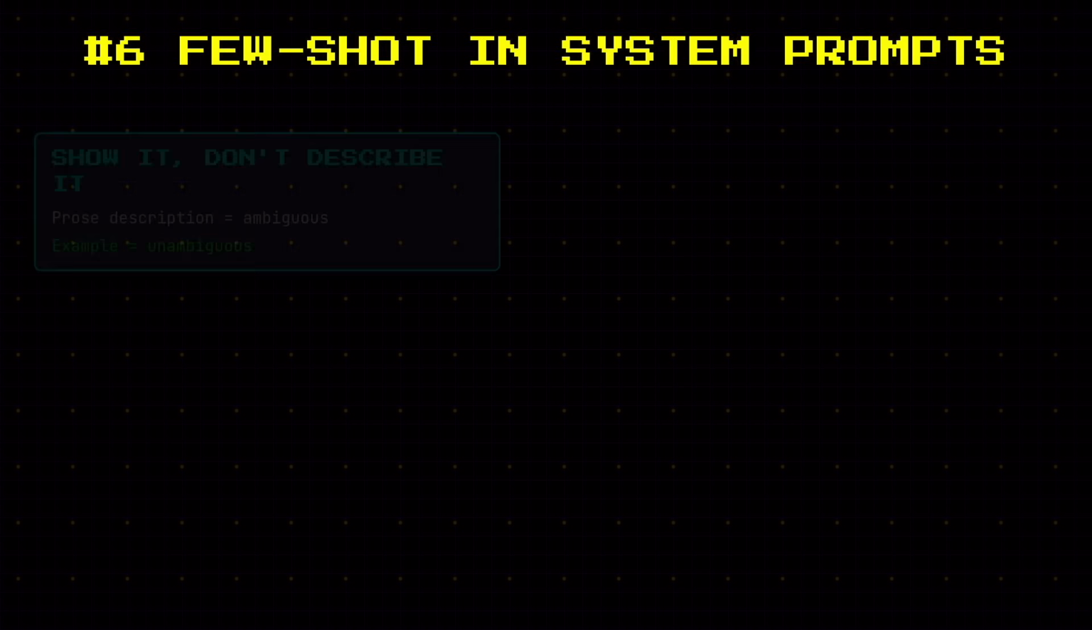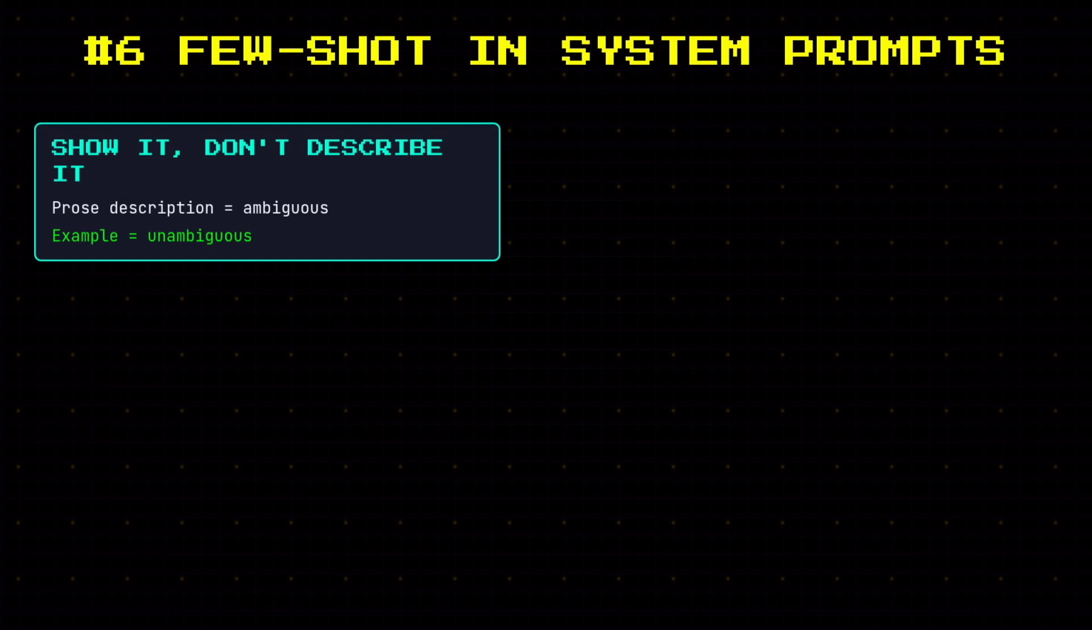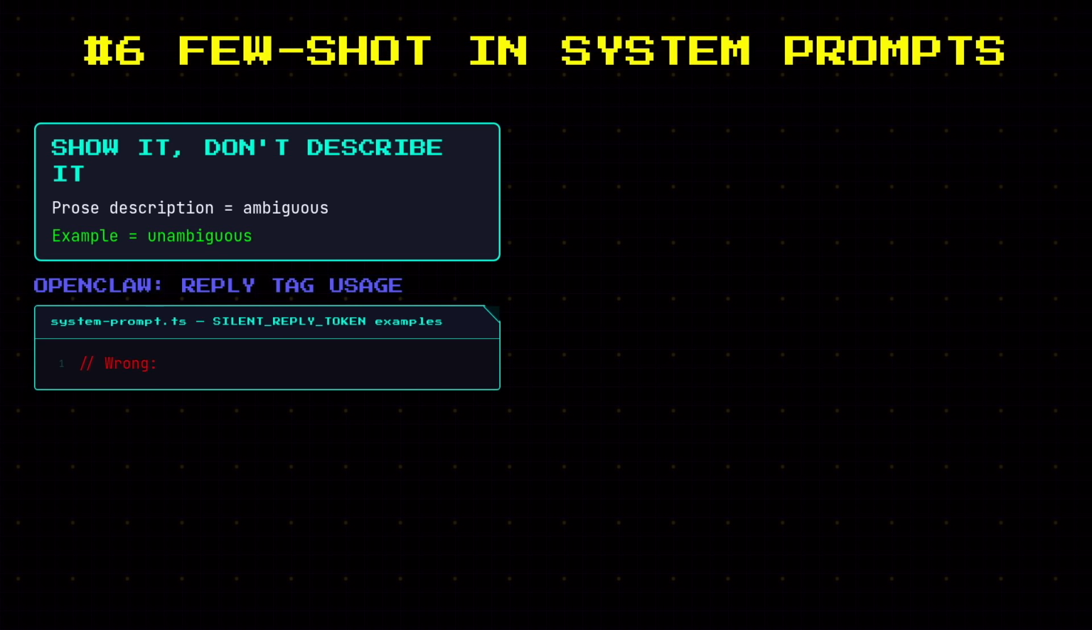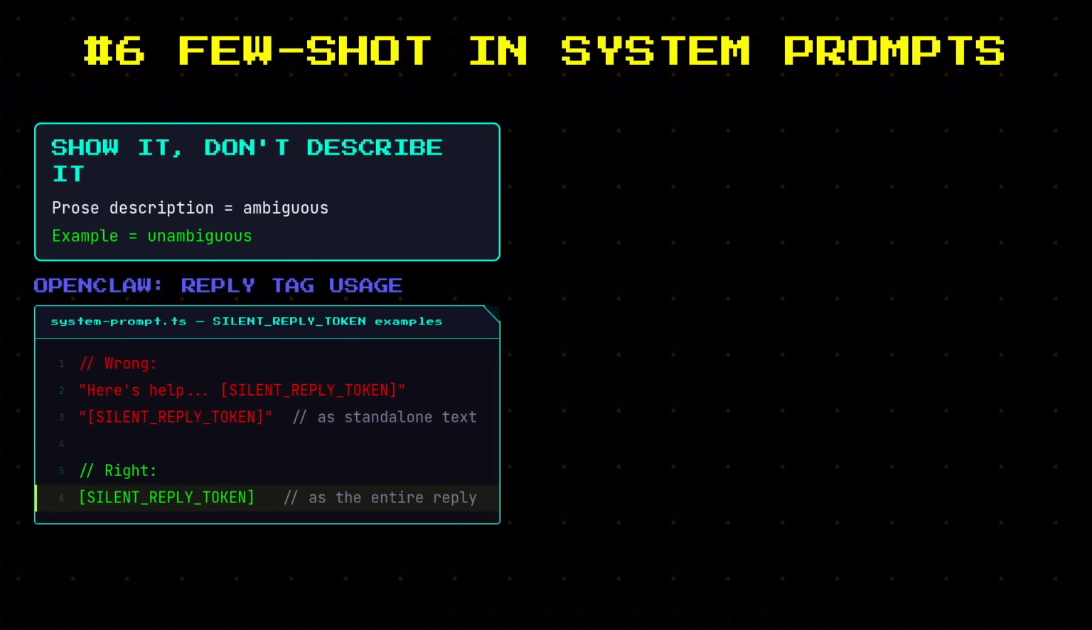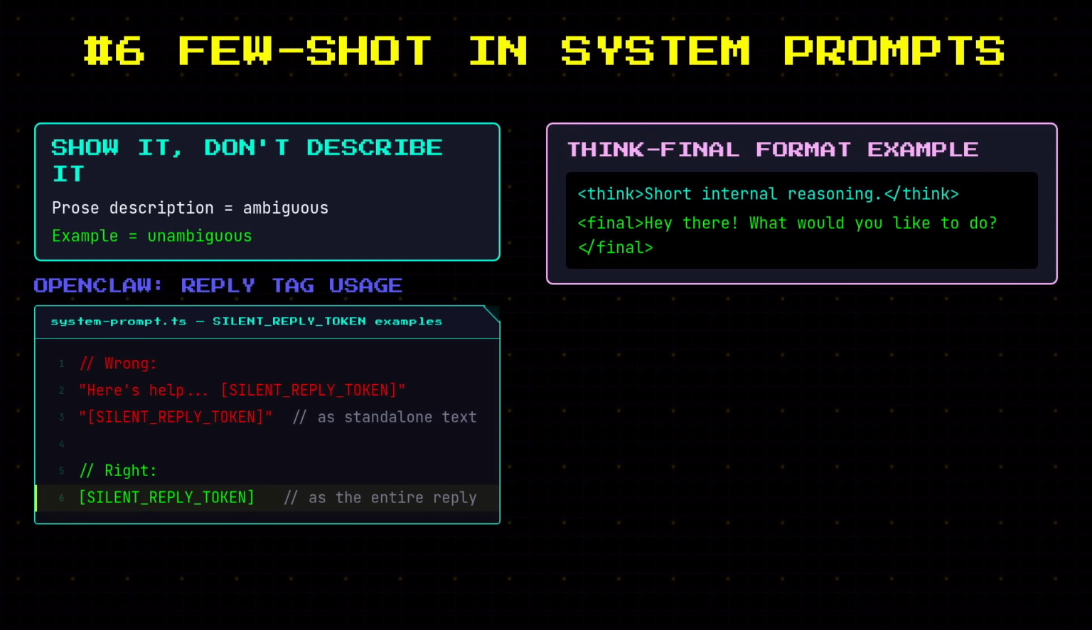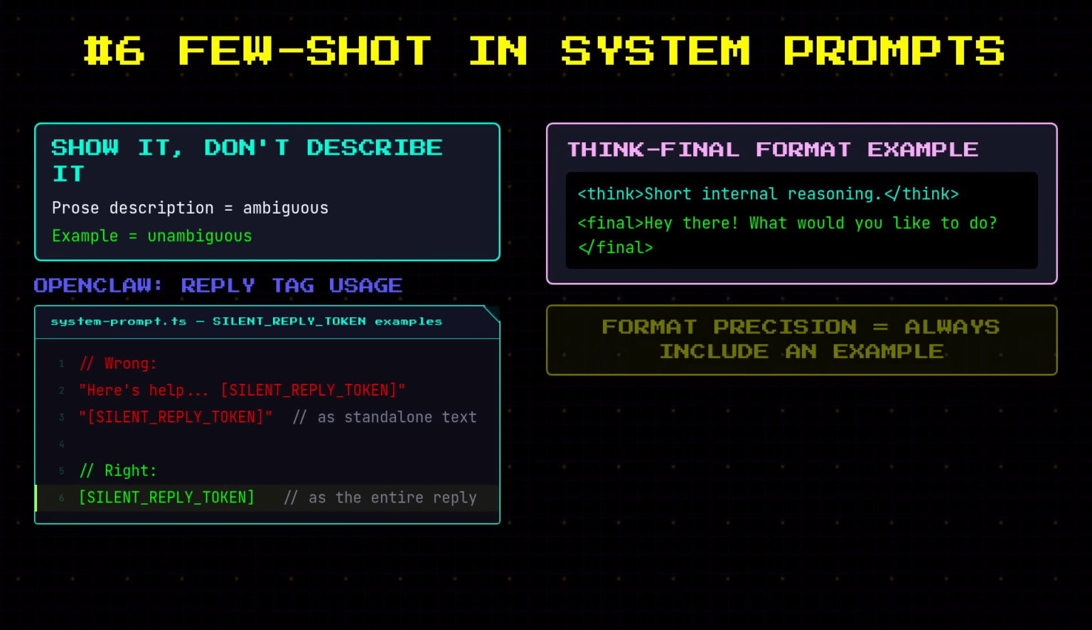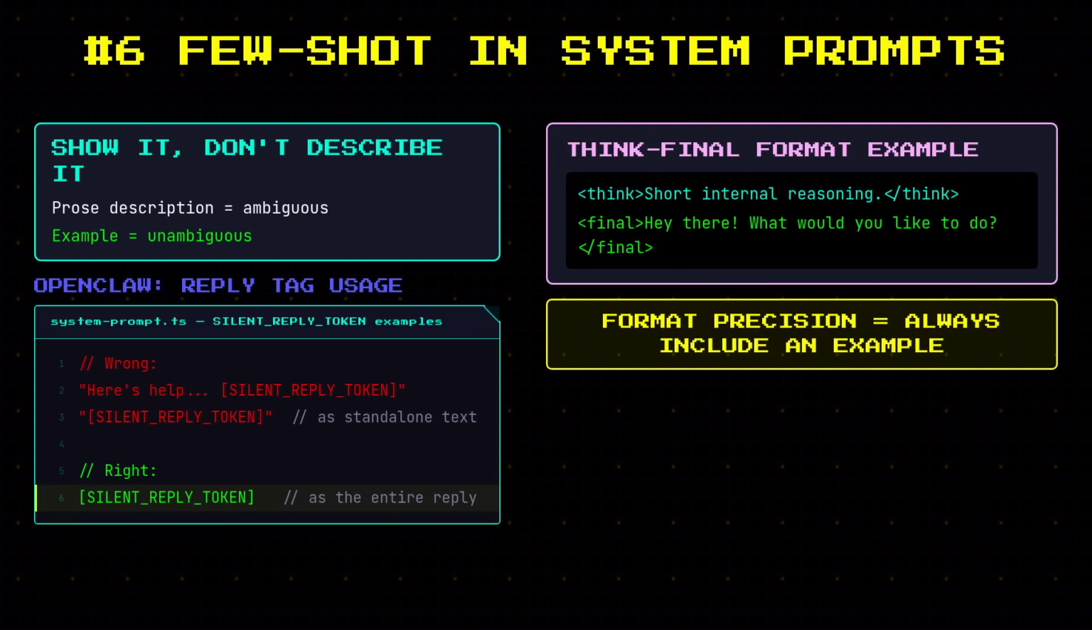The sixth technique, few-shot examples in system prompts. Few-shot examples aren't just for user messages. They're equally powerful in system prompts. Describing a format in prose is always more ambiguous than showing it. OpenClaw embeds concrete examples directly in the sections that need them. Correct versus incorrect reply, tag usage shown side by side, the think final reasoning format shown with a complete example. When format precision matters, especially for agent outputs that downstream tools will parse, always include an example.